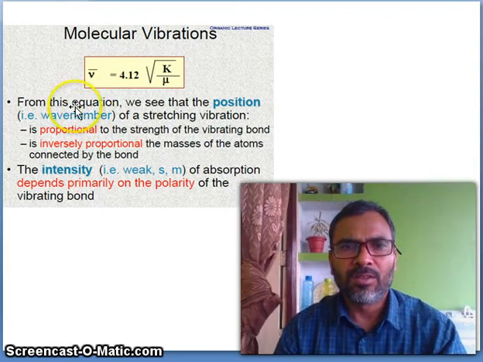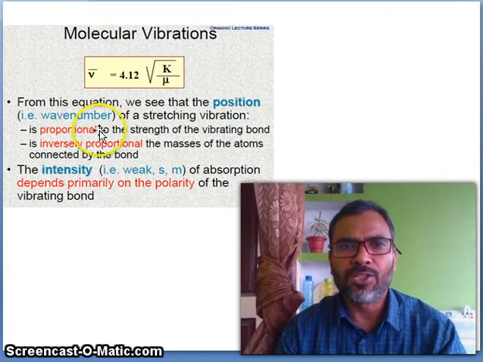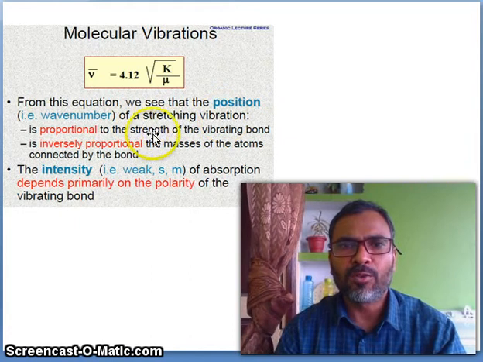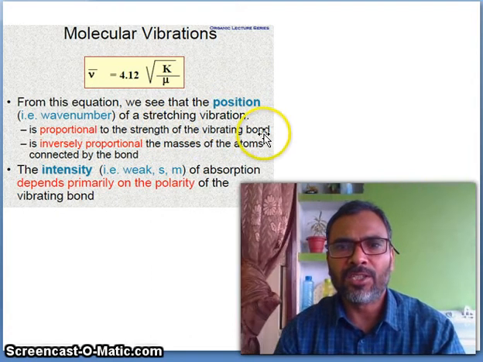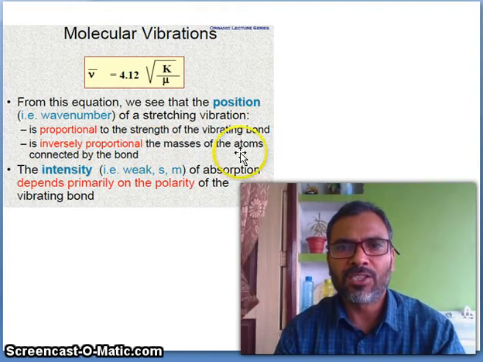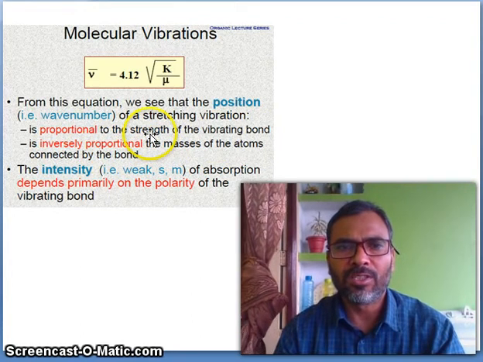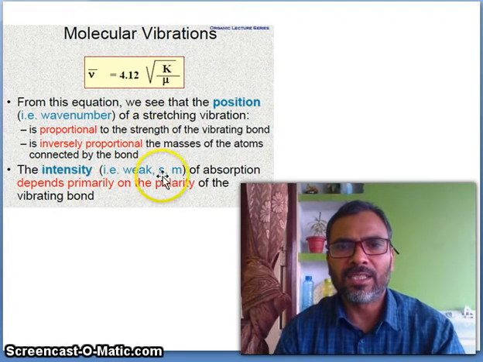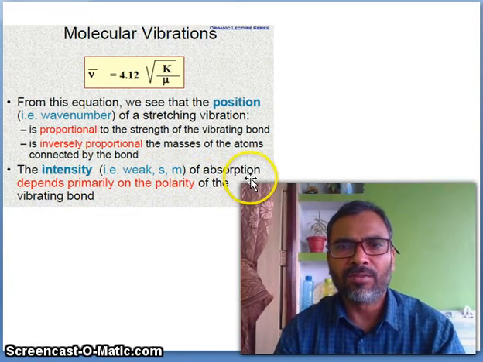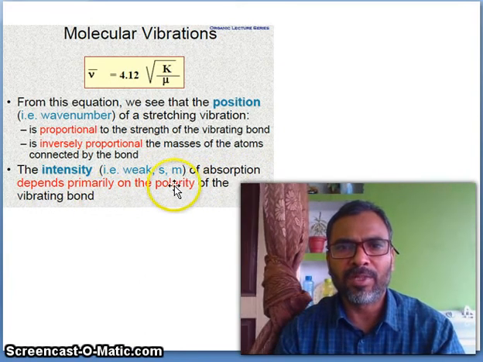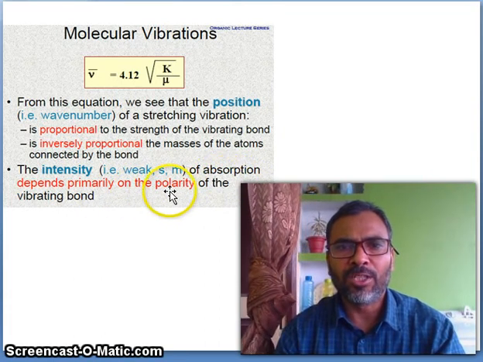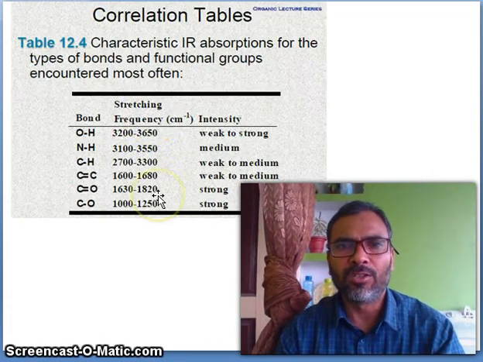From this equation we see the position of stretching vibration is proportional to the strength of the vibrating bond and inversely proportional to the masses of the atoms connected by the bond. The intensity of absorption, that is weak, medium or strong, depends primarily on the polarity of the vibrating bond.